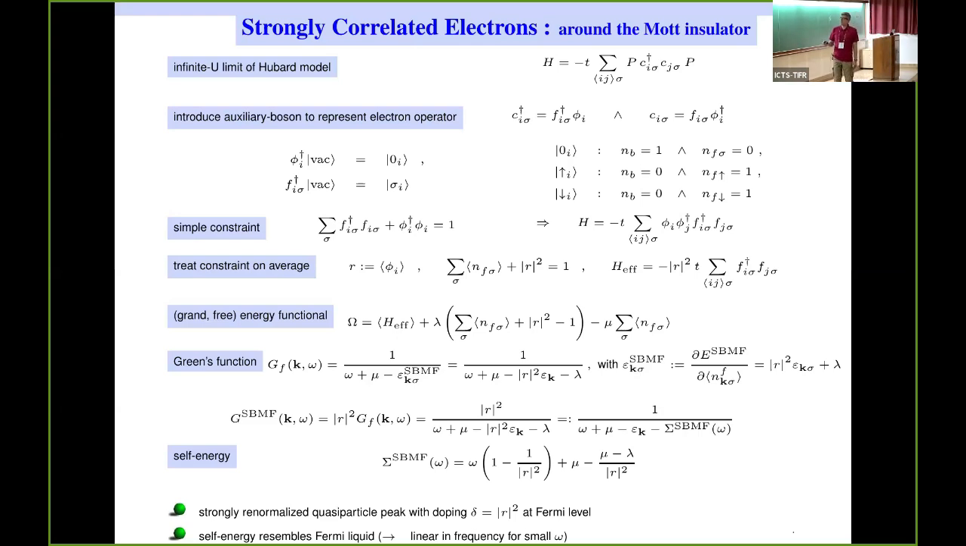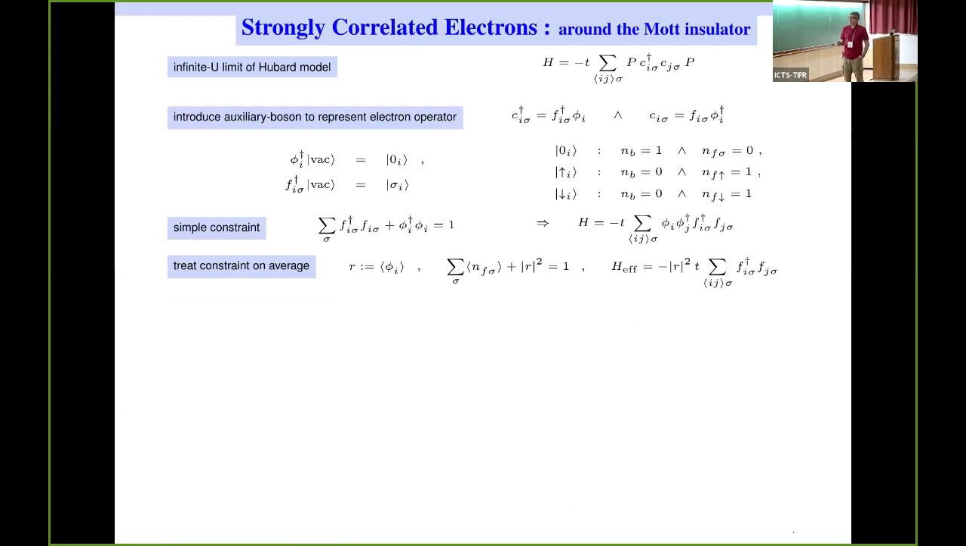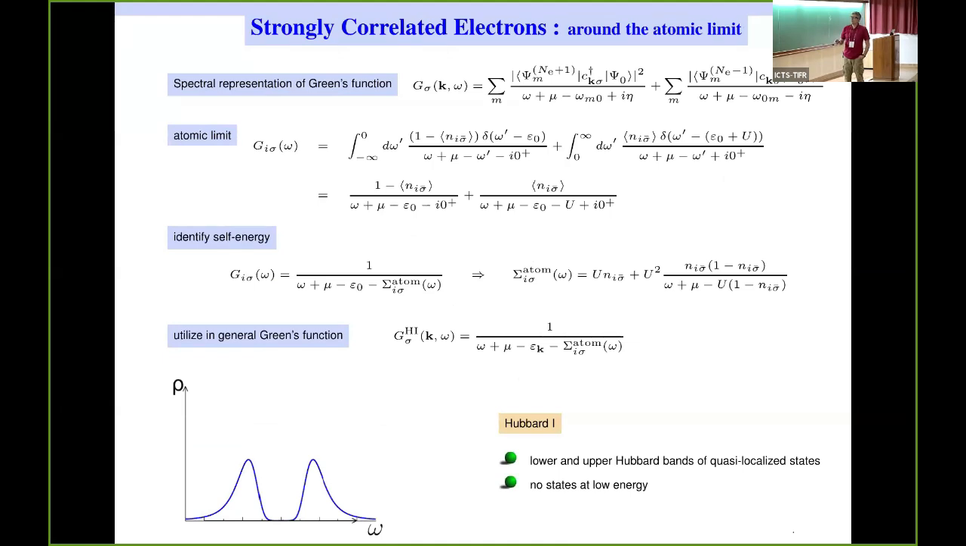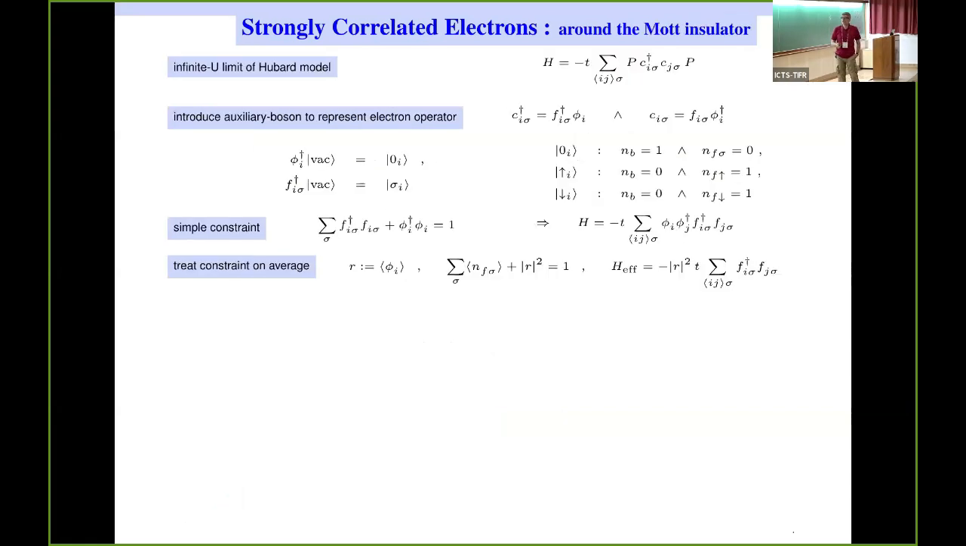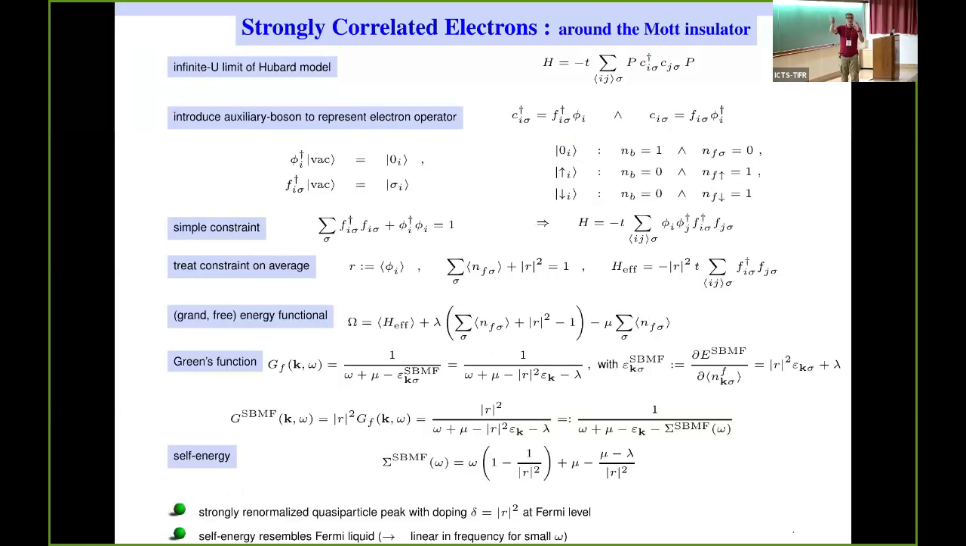So with finite R squared, which is more or less nothing else than a doping of holes, you describe a Fermi liquid with a linear in frequency dependence, which is of course a limiting, idealized description of a Mott insulator. When we go back to our picture of the spectral function, you would get a peak right close to the Fermi level, which is this Fermi liquid of linear frequency dependence. You would not see anything of these high energy excitations. So these are the two limiting forms of the self-energy that we got from these two perspectives.